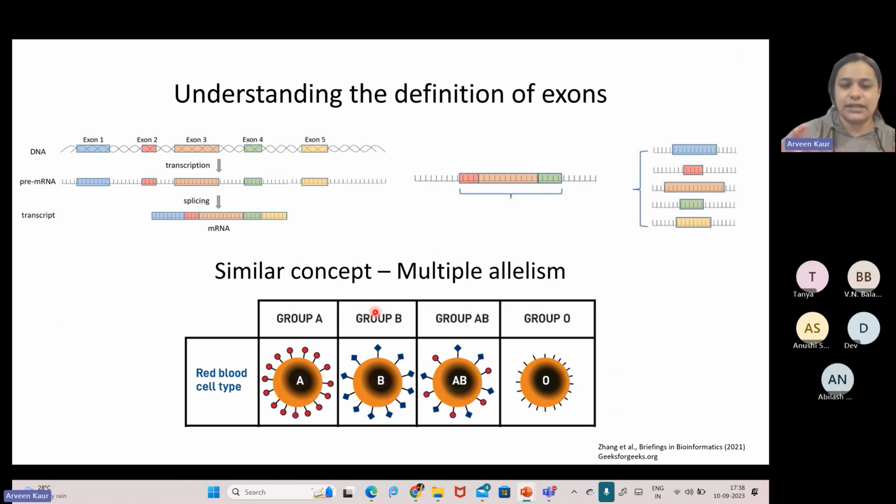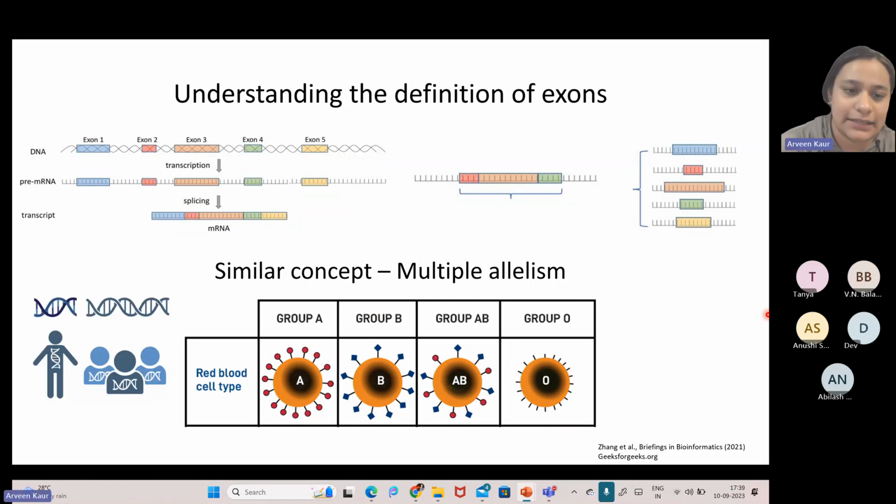But is there any individual which will have all three kinds of alleles, A, B, and O? Can any individual have three copies of an allele, a normal healthy individual? So the answer is actually no. So like we talk about such conditions about multiple alleles or polymorphic genes or polymorphism as a concept in a population rather than in a particular individual.